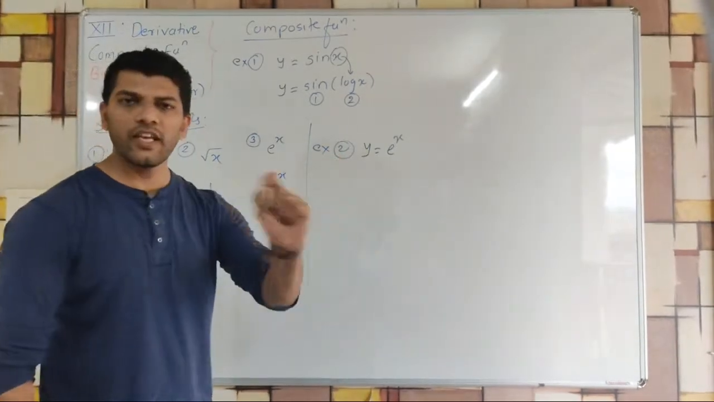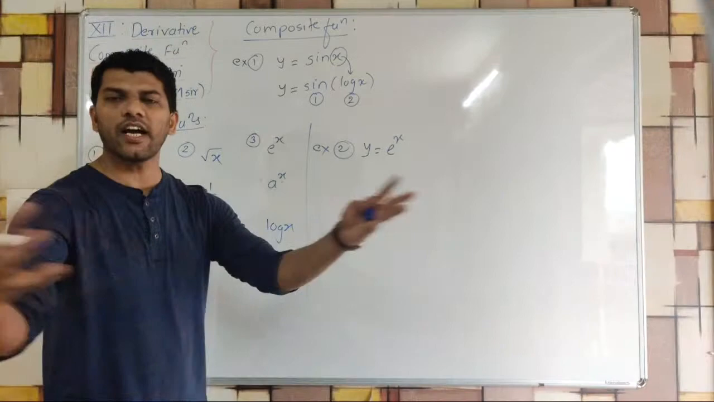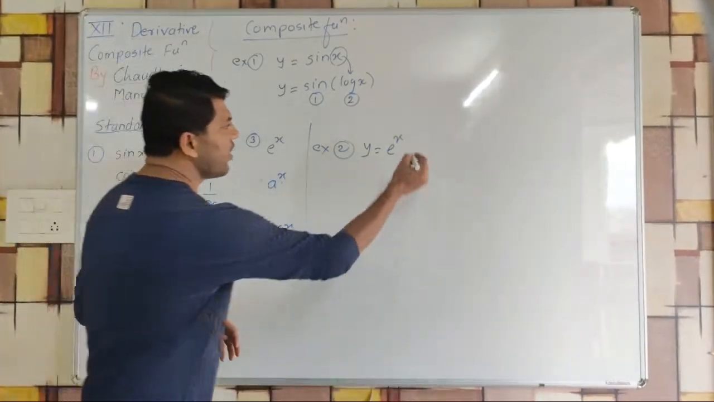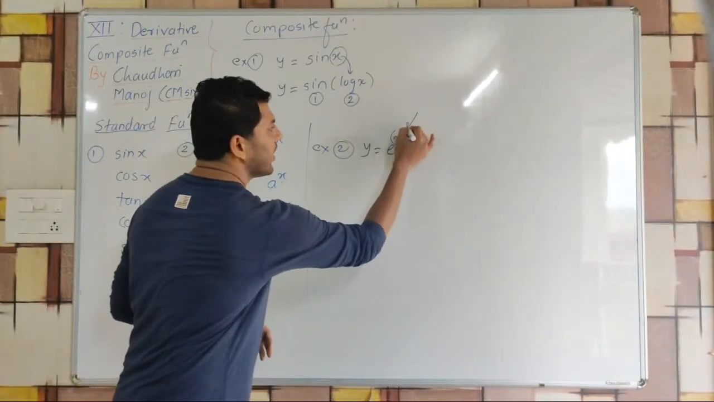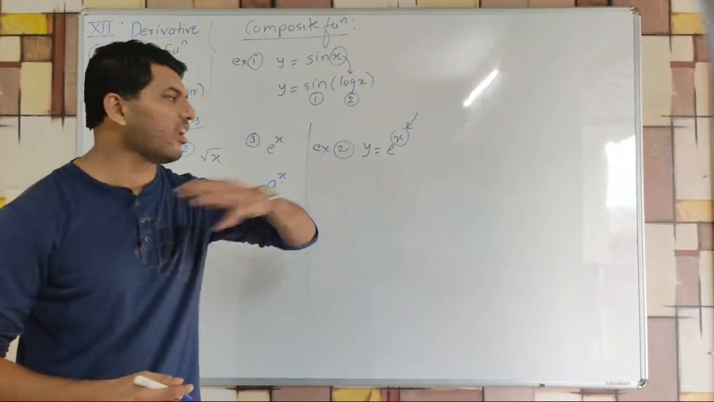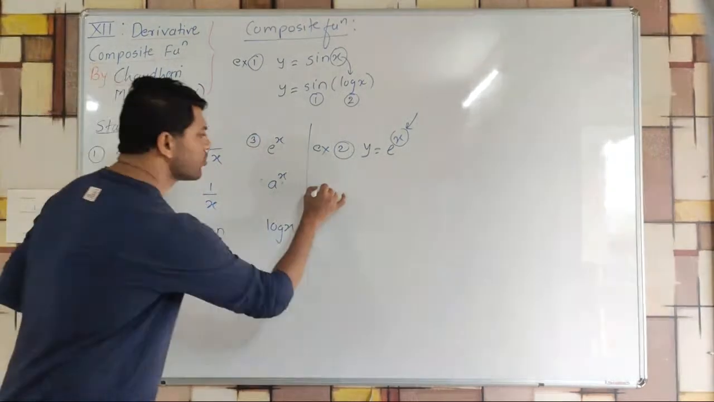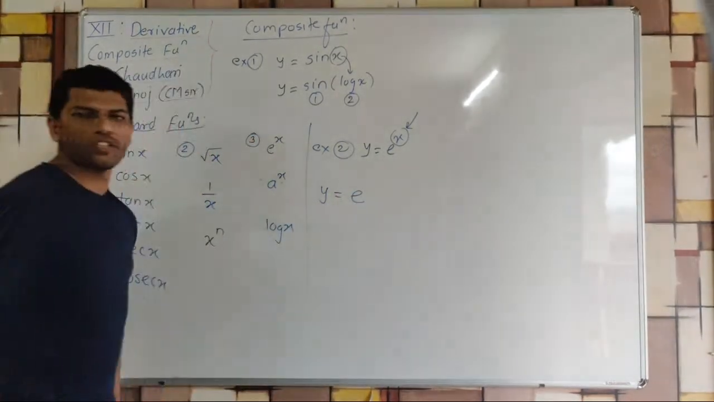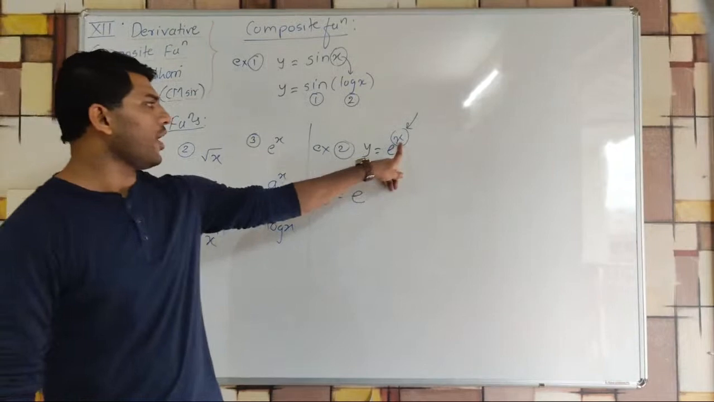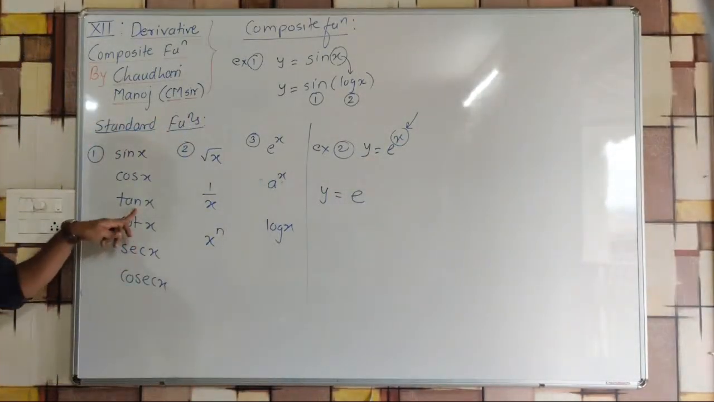They start with any standard function in our list. So let's say it's e raised to x. Then from the standard function, they replace this x using any other function from this list, or it may be anything else. Let's replace this x using, let's say, tan x.